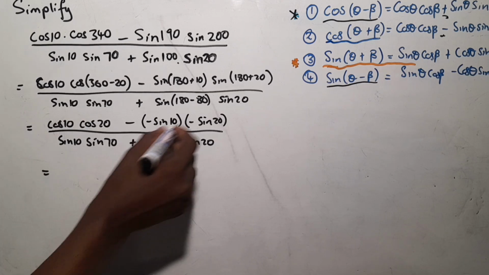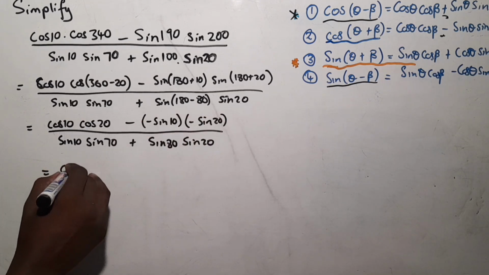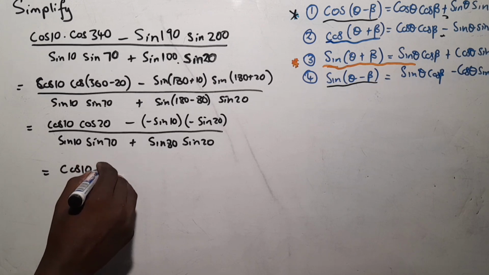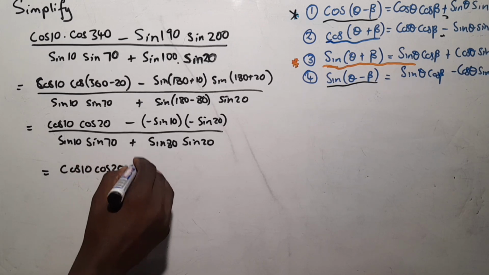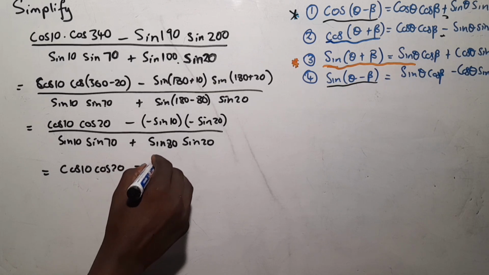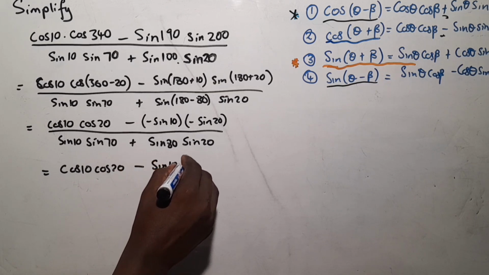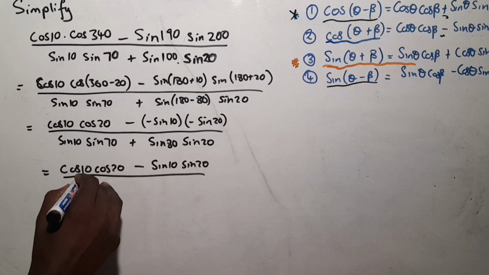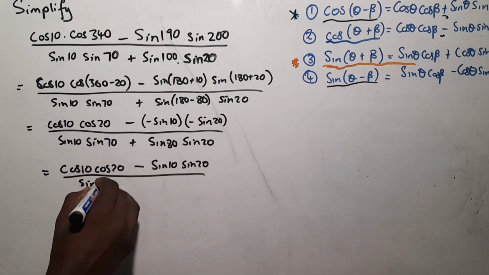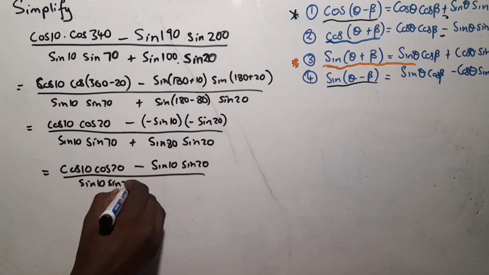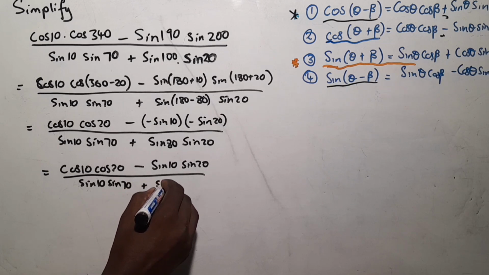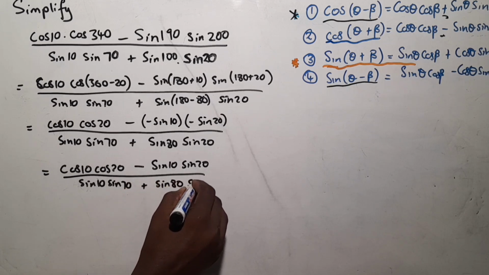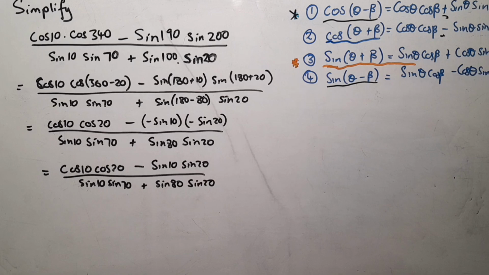So lastly, let's just solve this. So this will be cos 10, cos 20, and then negative and negative will just give us a positive. So this will be negative sine 10, sine 20 all over sine 10, sine 70 plus sine 80, sine 20, right?